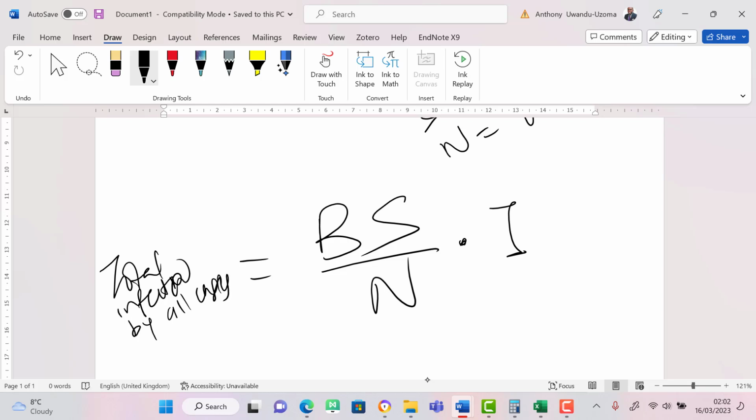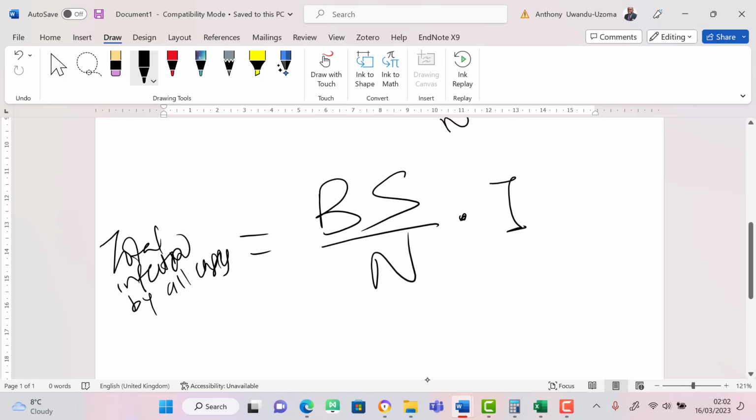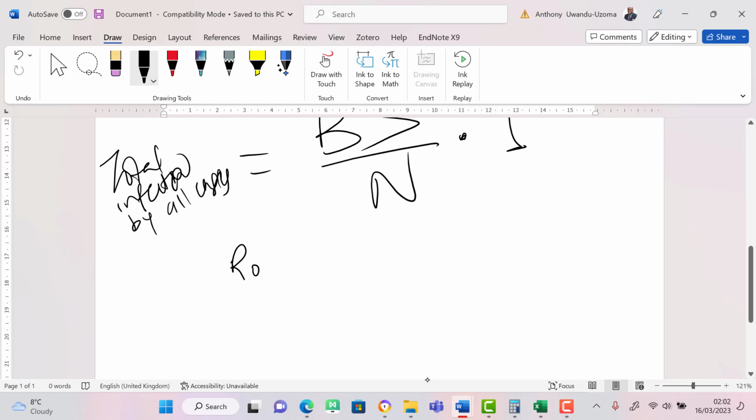So all cases means those that have the disease. All right. So now the thing that we need to understand is how to get our R0, the reproductive rate. So I'm going to define different parameters: the reproductive rate and the effective rate.